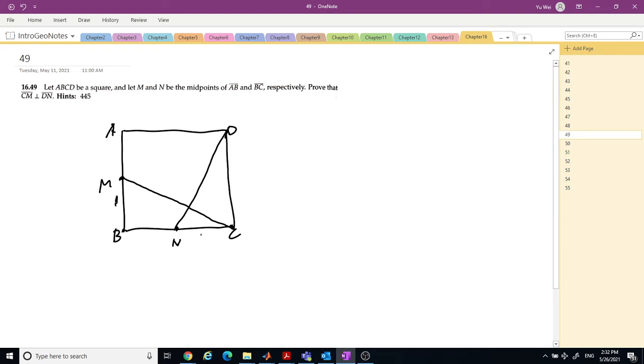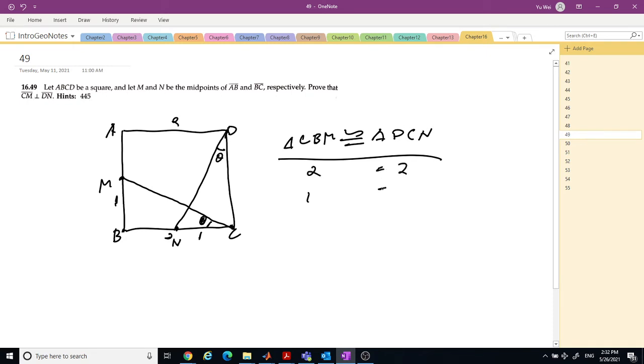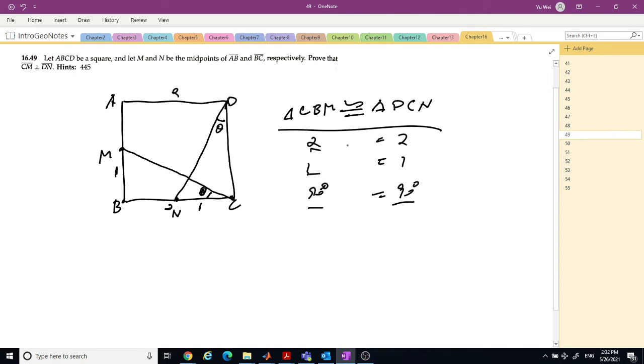Okay, let's see. The side length is 2, right? So you can see that this one equals this one, because triangle CBM is congruent to triangle DCN. The one side length equals the other side length, 1 equals 1, right? And the 90 equals 90, right? So that's why they are congruent. Once they are congruent, now let's see.